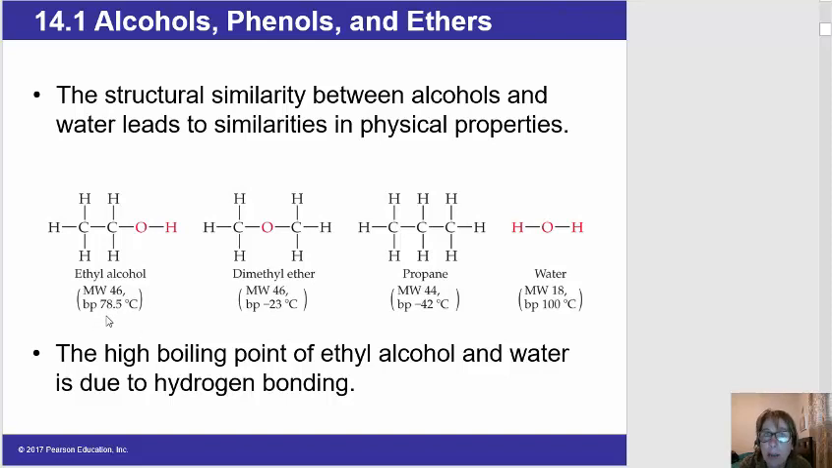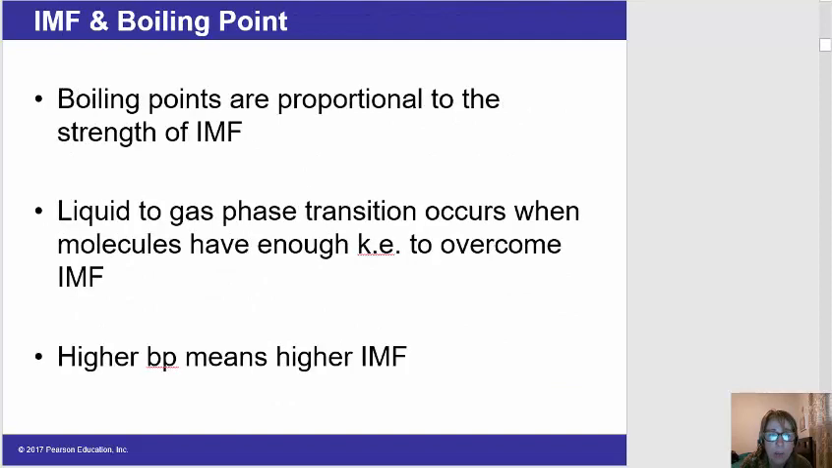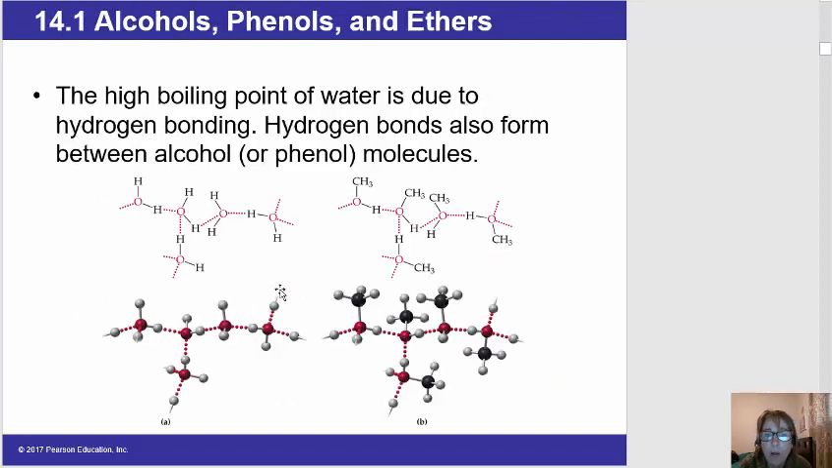It's almost 80 degrees Celsius, whereas that of the dimethyl ether, with a similar molar mass, so similar London dispersion forces, is negative 23 degrees Celsius. So it's a gas at room temperature. And propane has a boiling point of negative 42, so it's also a gas at room temperature. However, water, which has this OH part as well, has a high boiling point of 100 degrees Celsius. So let's take a look at that hydrogen bonding that occurs between water and ethanol.